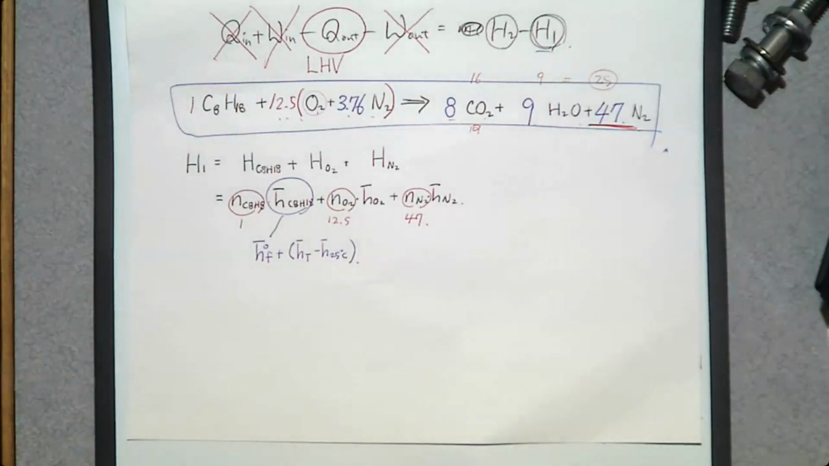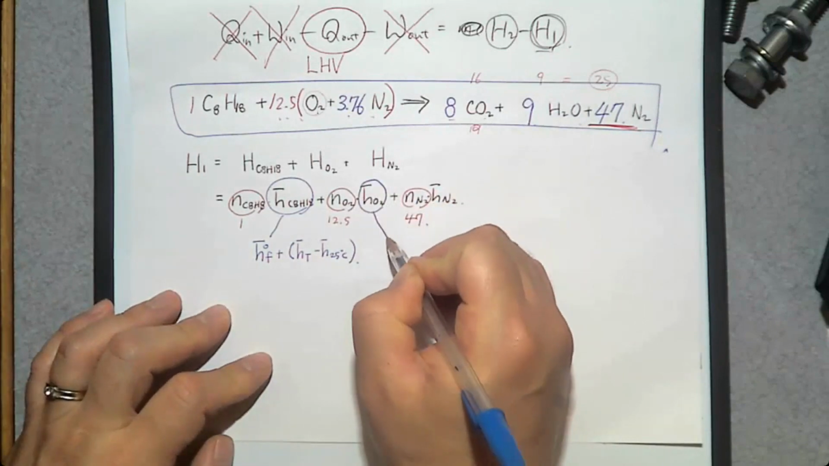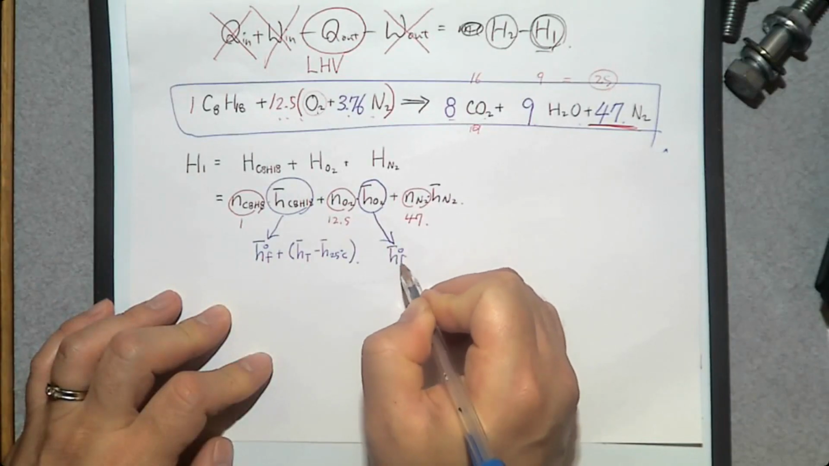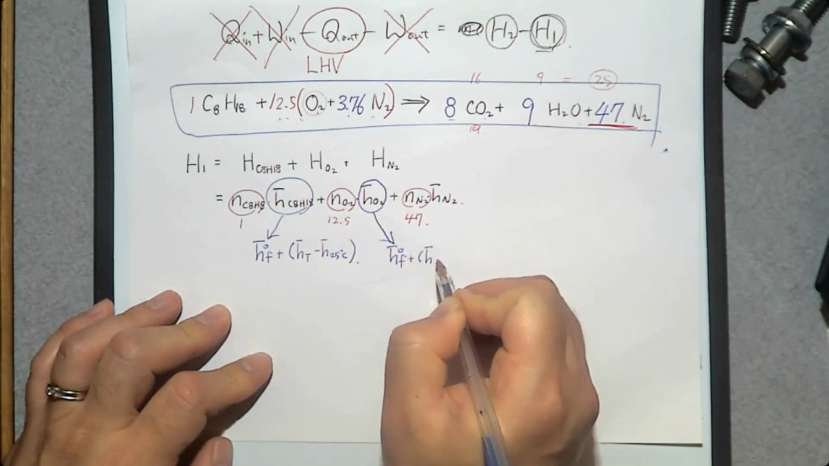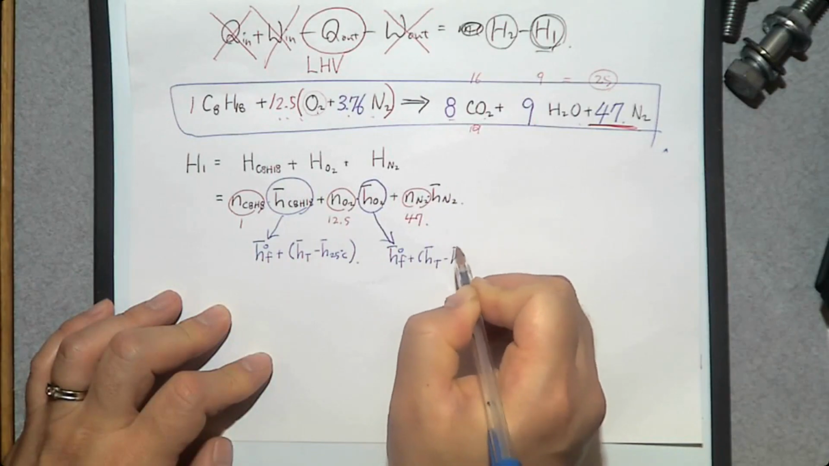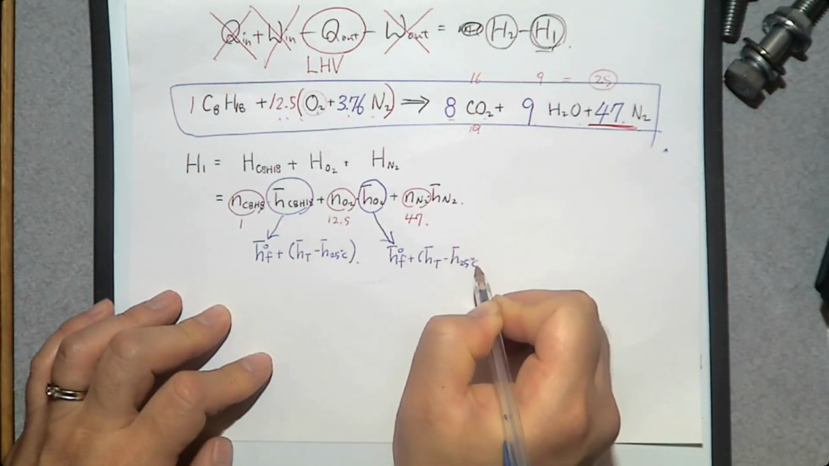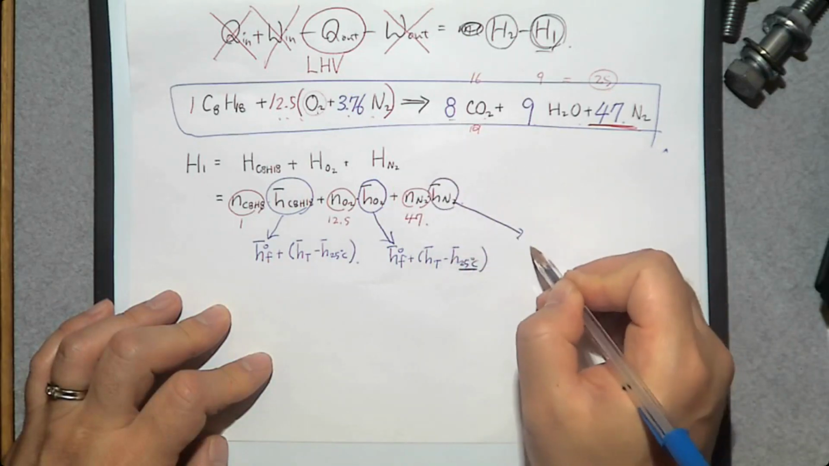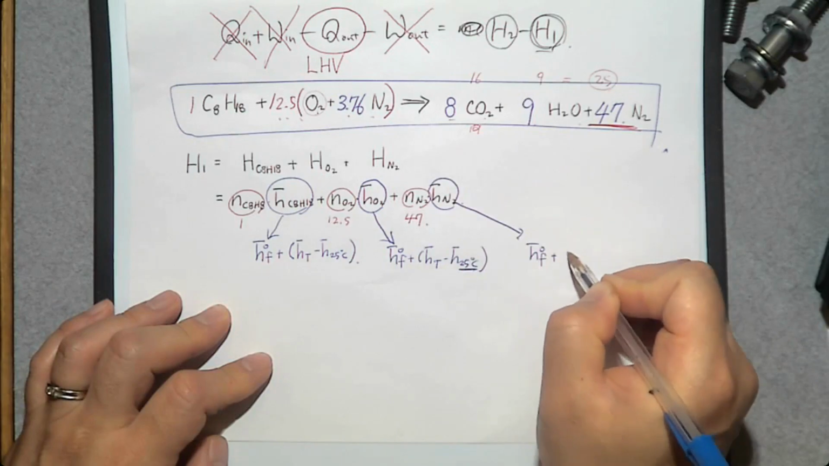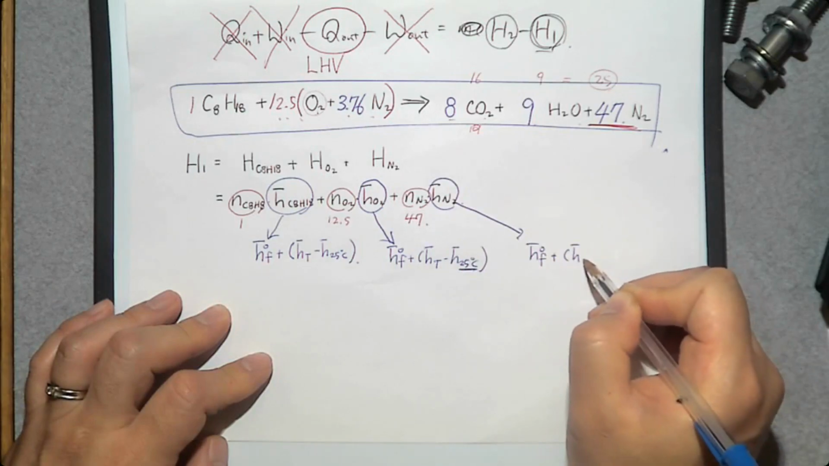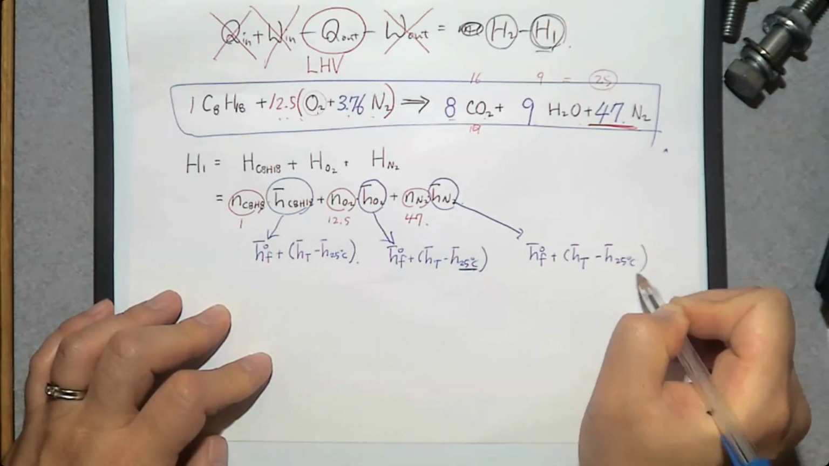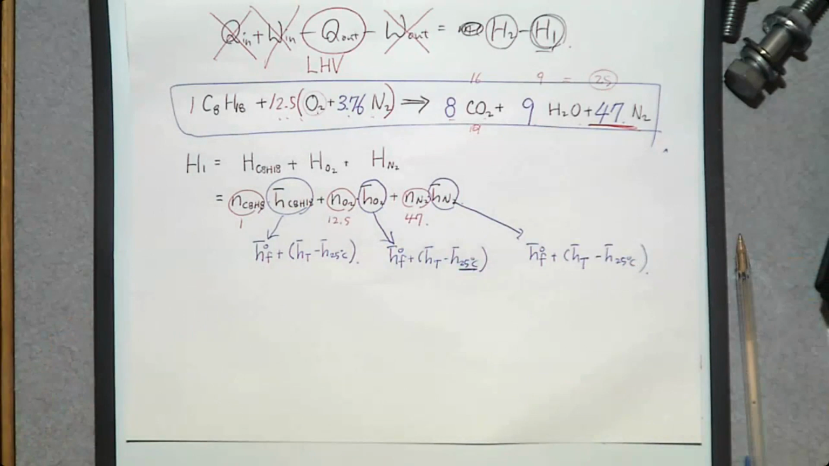What about this oxygen? H bar for oxygen can be determined by H bar degree F plus delta H bar at the given temperature minus H bar at the standard temperature, 25 degrees Celsius. This is the standard temperature. What about this one for nitrogen? H bar degree F plus delta H bar at the given temperature minus H bar at the standard temperature, 25 degrees Celsius. So how do we determine the enthalpy of formation?